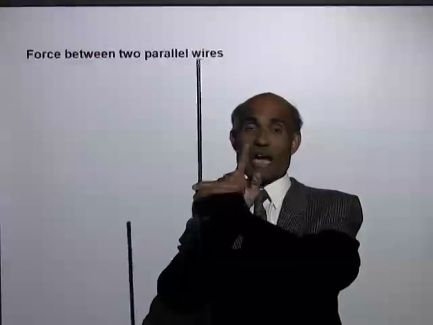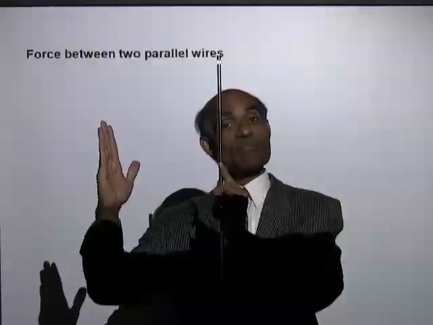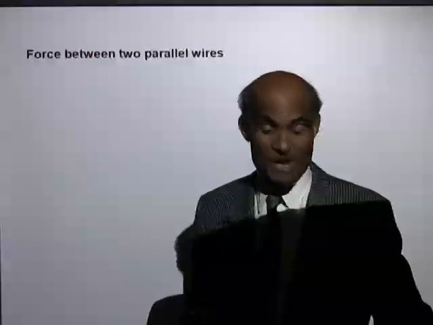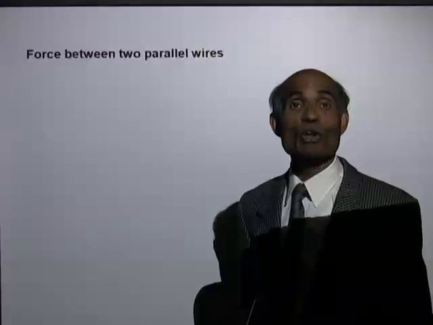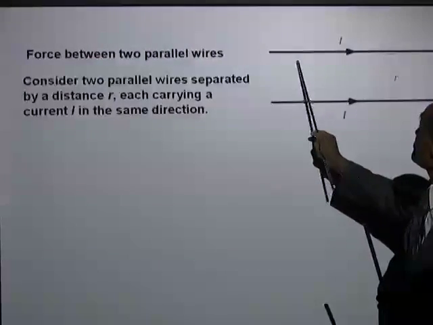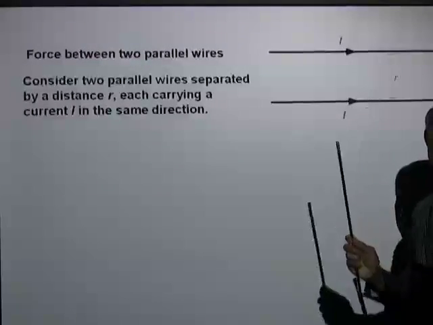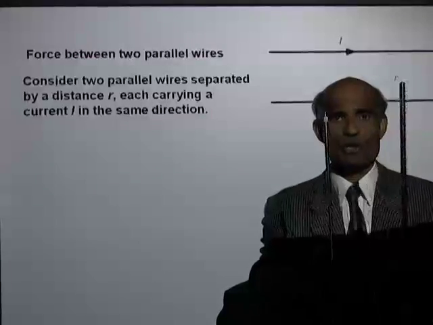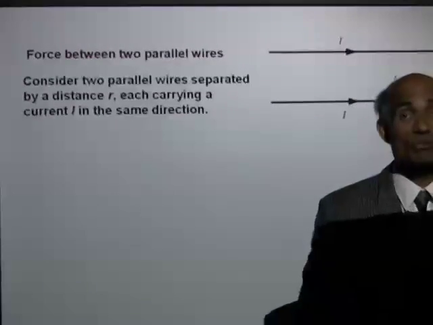Each conductor has a magnetic field. Now, don't you expect that there will be a force between these two conductors? Well, let's look at the force between two parallel wires that carry a current. Here I have two parallel wires, each carrying a current I, like this. There are two parallel conductors carrying a current I in the same direction.